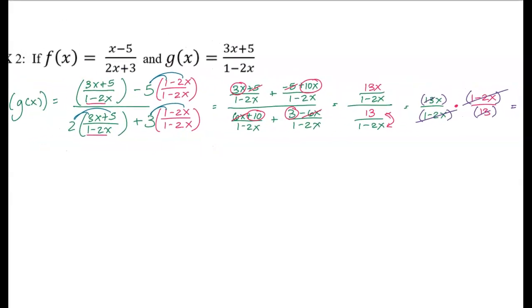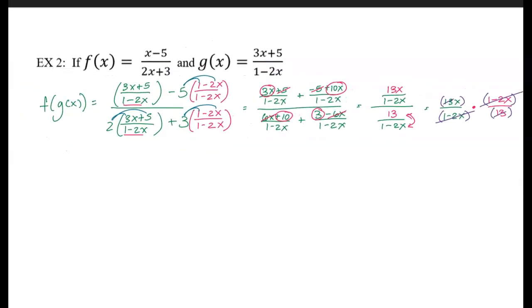Whew! All right. So you do also need to do g of f of x. I'll leave that to you. I do have it written on my key.